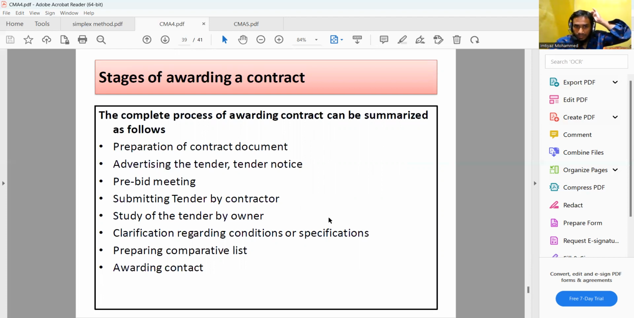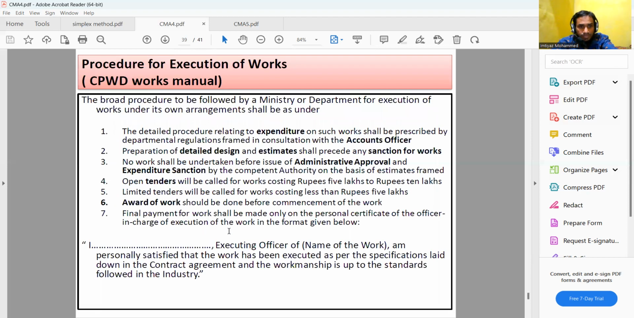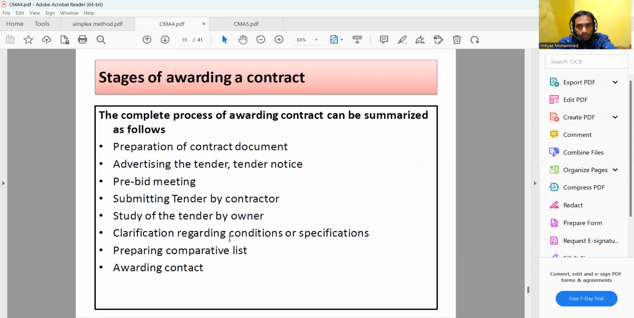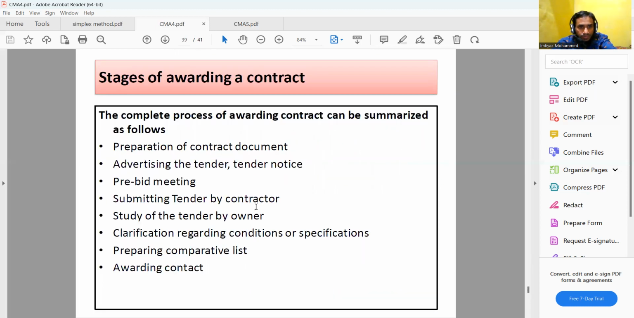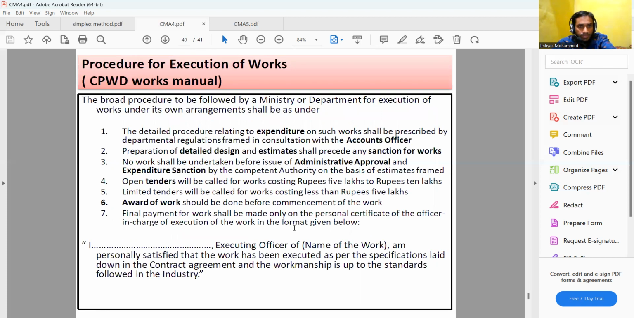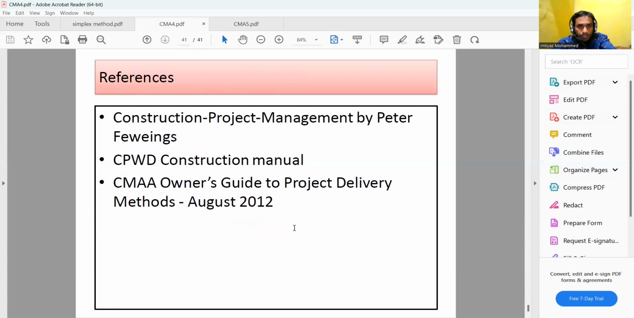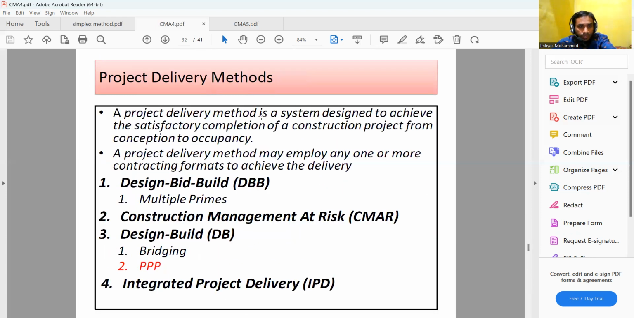And in most of the cases, the owner is the government of India. Then clarifications regarding specifications. Finally, preparing a comparative list of all those contractors who have submitted the tenders, then trying to choose the one which is at least cost, and then finally the contract is awarded. So please make sure that you are going through these stages of awarding a contract. This could prove to be very important for your session and examination. So this is about unit 4.